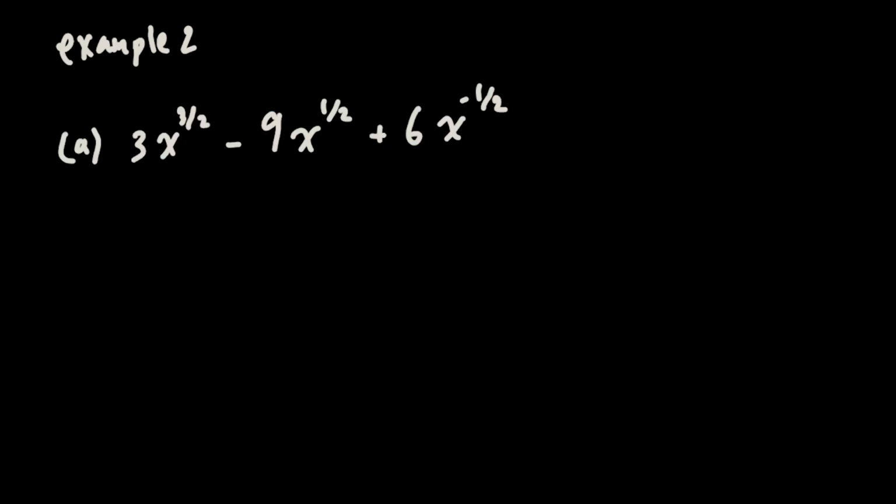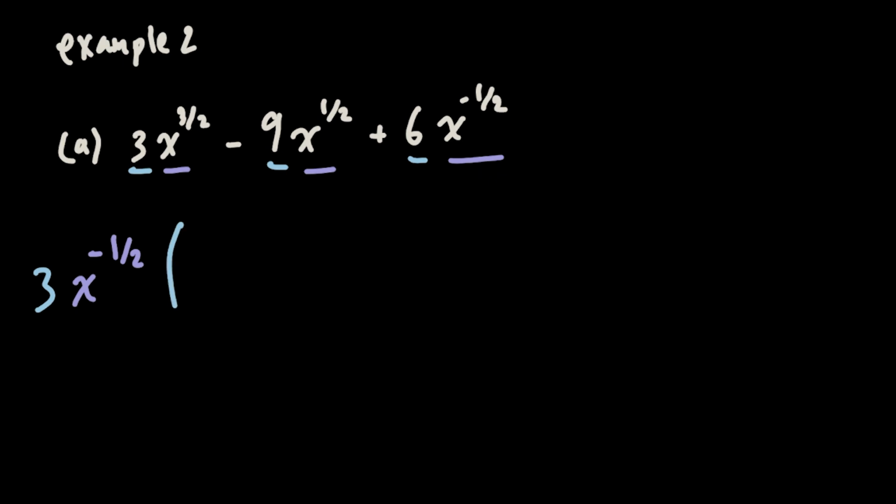Let's see another example. So example 2 part A says we have this expression here and we want to simplify it. As you can notice, here we have a 3, 9 and 6. So we'll take the least number, so we'll take 3. Here we have x to the power 3 over 2, x to the power 1 over 2, x to the power minus 1 over 2.